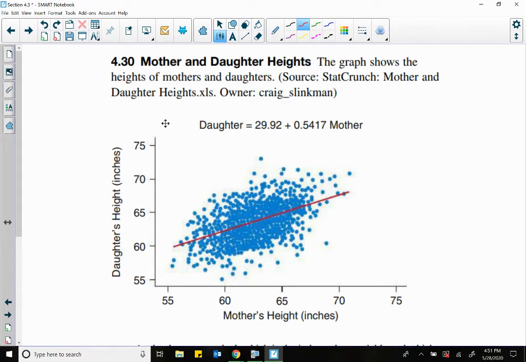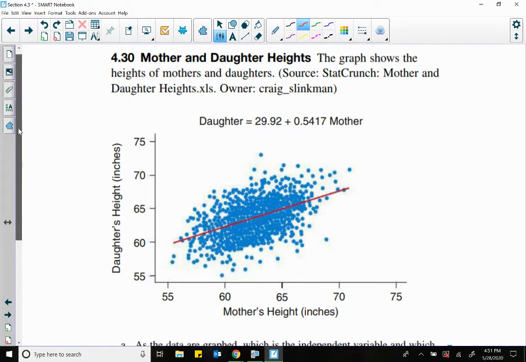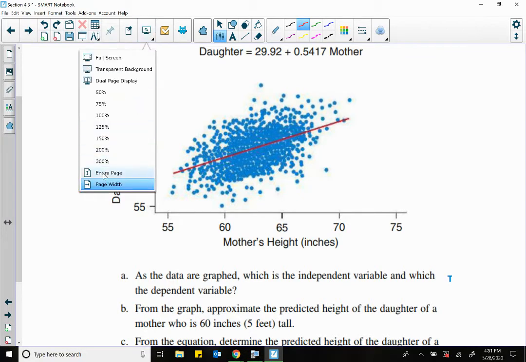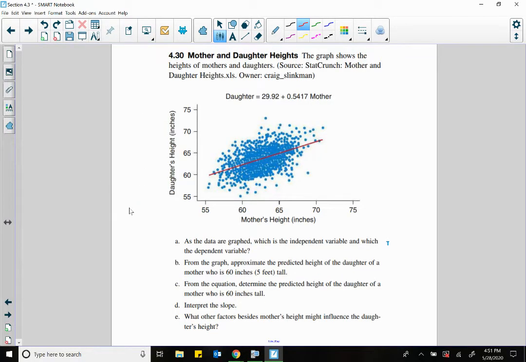Sometimes you will see the word predicted in front of this. Sometimes you won't, okay? But here's the intercept. Here is the slope. All right? So down below here, as the data are graphed, which is the independent variable and which is the dependent variable? Hopefully you know this, but pause the video, take a moment, and if you actually want to answer these questions, let me give you the full page. Let me go ahead and give this to you. Go ahead, pause the video, give it a shot. You can do all this information based off of what you know. Okay? And go.